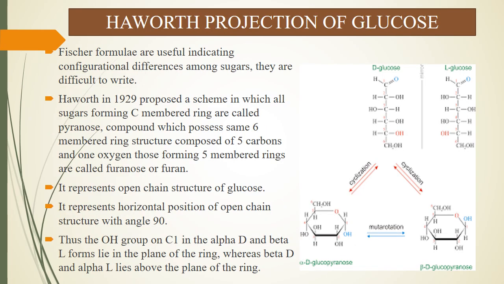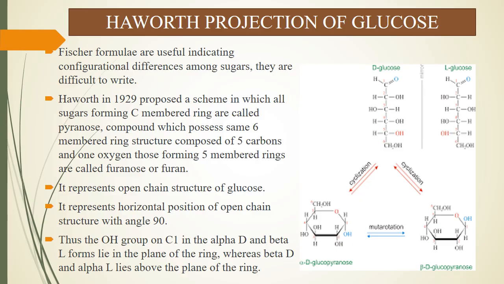The Haworth projection formula and the Fischer formula are useful for indicating the conformational difference among the sugars, but they are difficult to write. So Haworth in 1929 proposed a scheme in which all sugars forming six-membered rings are called pyranose. A compound which possesses a six-membered structure composed of 5 carbons and 1 oxygen, and those forming 5-membered rings are called furanose or furan. It represents the open chain structure of glucose, and the horizontal position of the open chain structure with the angle of 90 degrees.